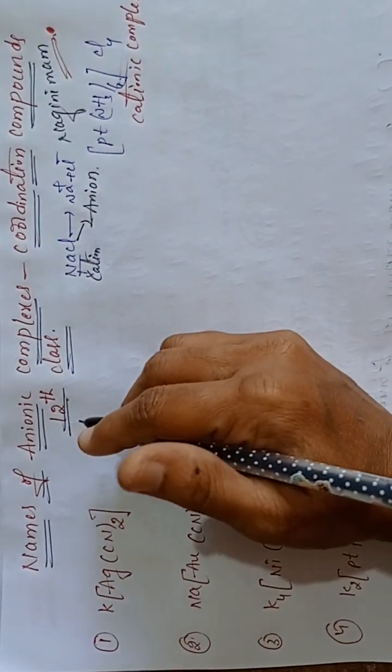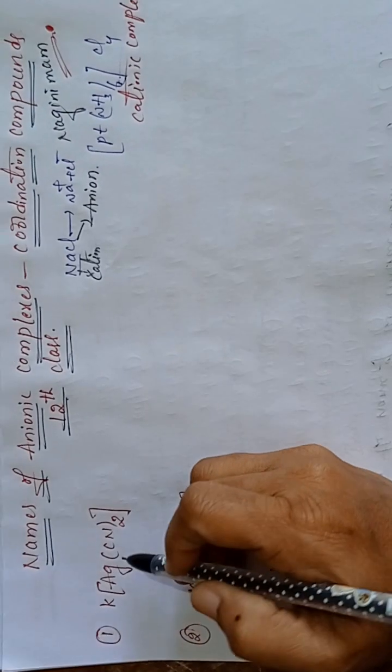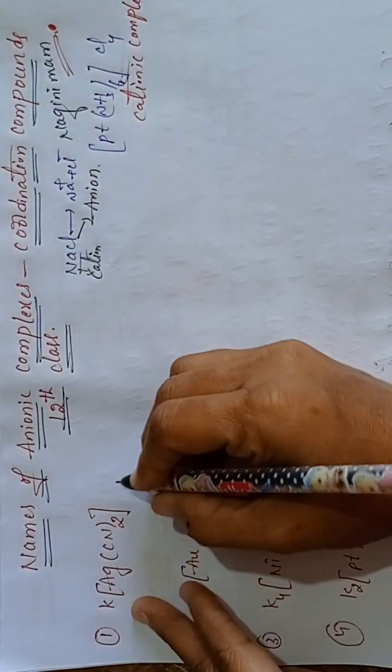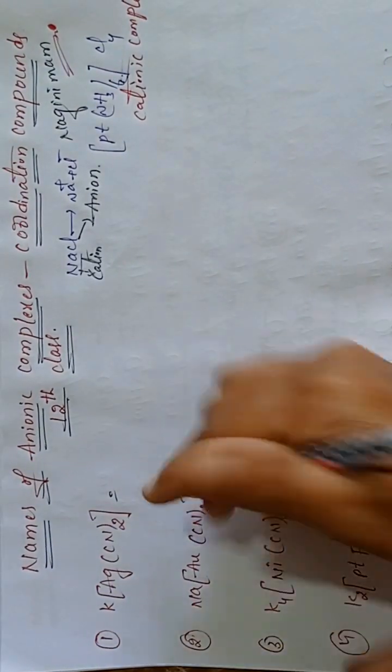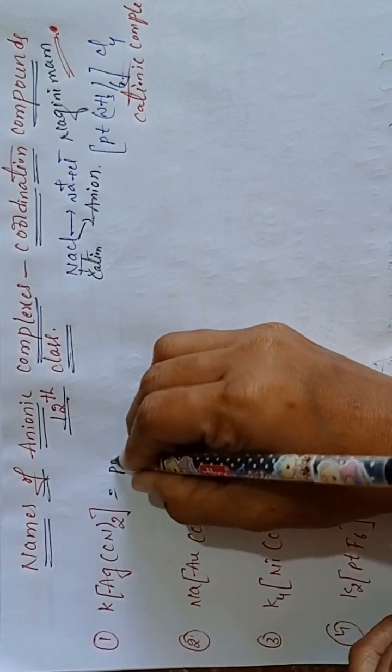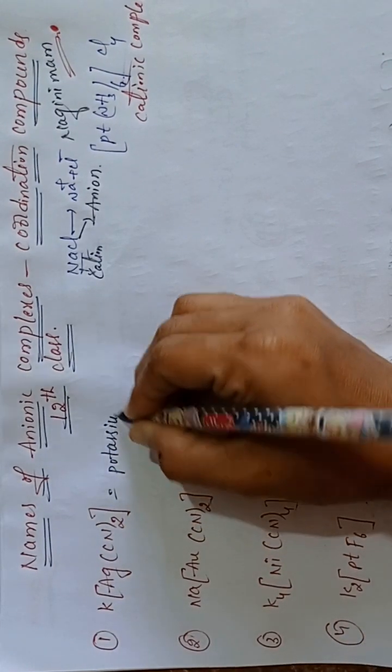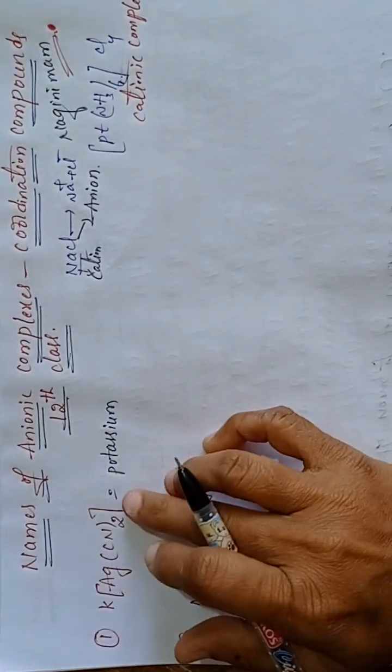Right. Now see, students, cations are named first. So first cation, which one, students? Potassium. So I am writing the name potassium. Next, the square bracket part is there.